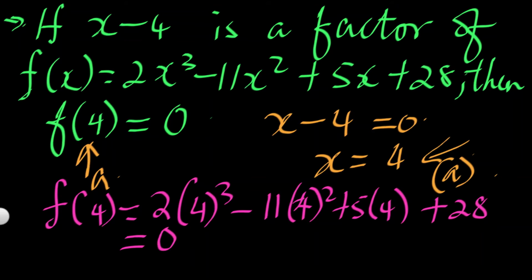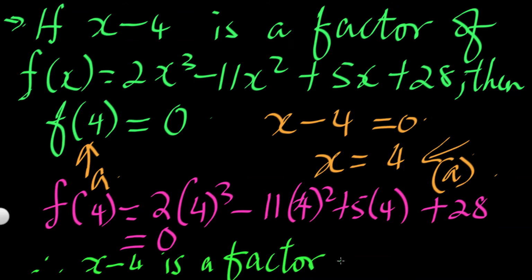Now, once I have this, I can conclude. Therefore, this is my conclusion: therefore, x minus 4 is a factor. That's it. I have proved that x minus 4 is a factor of 2x cubed minus 11x squared plus 5x plus 28. I have proved that. So when you are writing the solution to this question, make sure you include the if statement, this statement here. Include it.